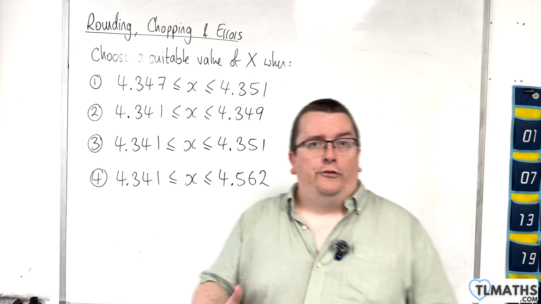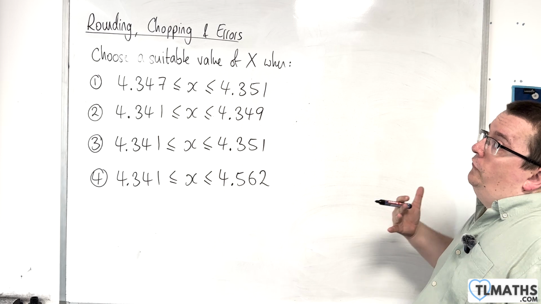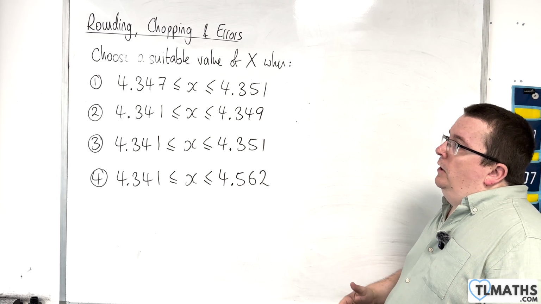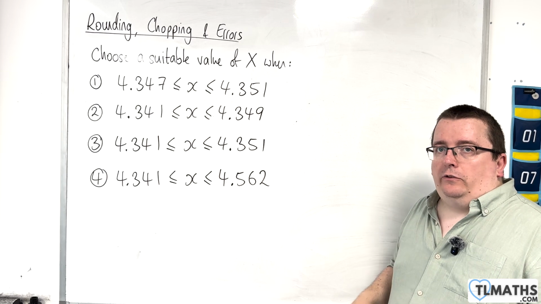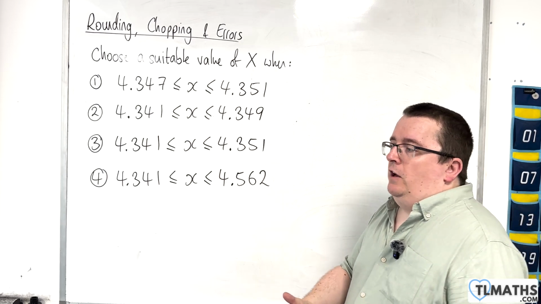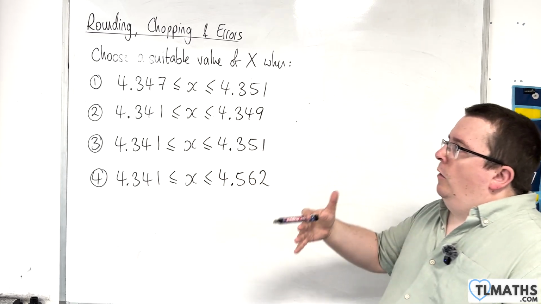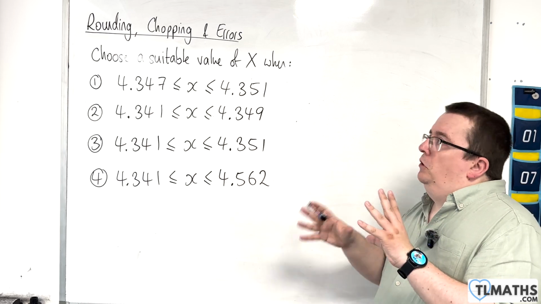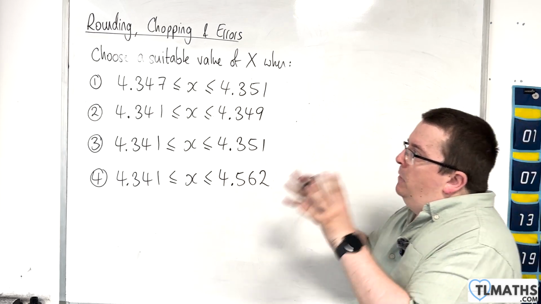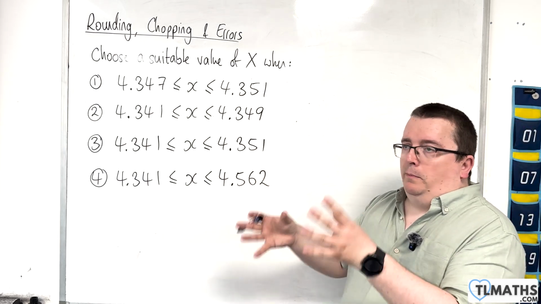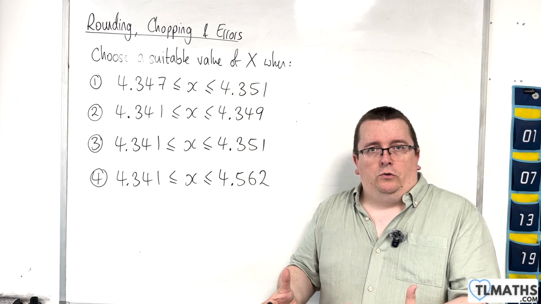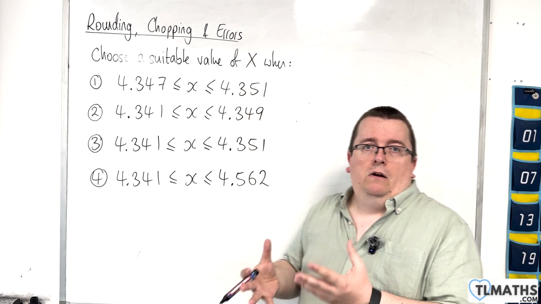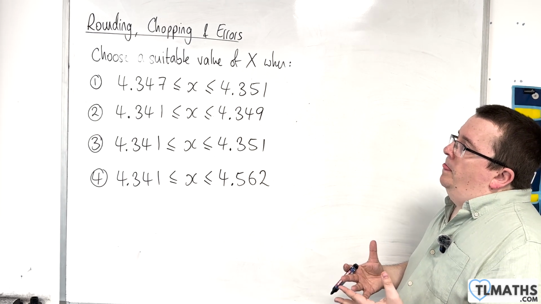So in this video, I want to go through some examples of choosing a suitable value of x when we know that x lies between each of these bounds. In the previous video, I described what we're looking for. We're looking for the most number of decimal places or significant figures that the two numbers agree to, and that will be our value for x.